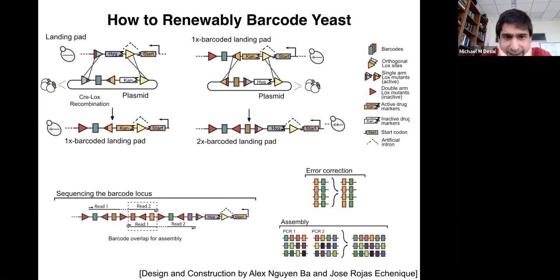But the bottom line is that after many subsequent rounds of barcode addition, you can sequence a whole population, and each individual will have a sequence of barcodes that encodes its entire ancestral history.